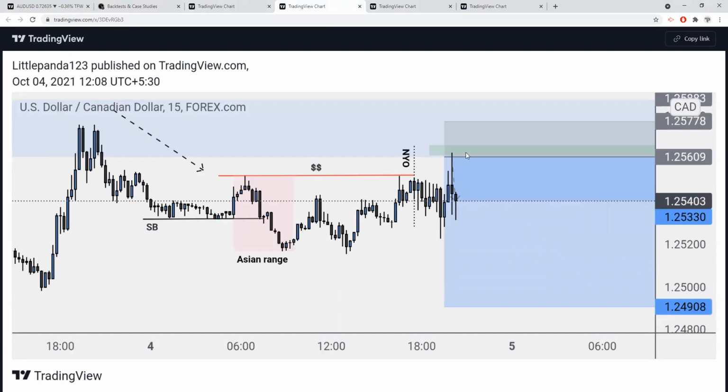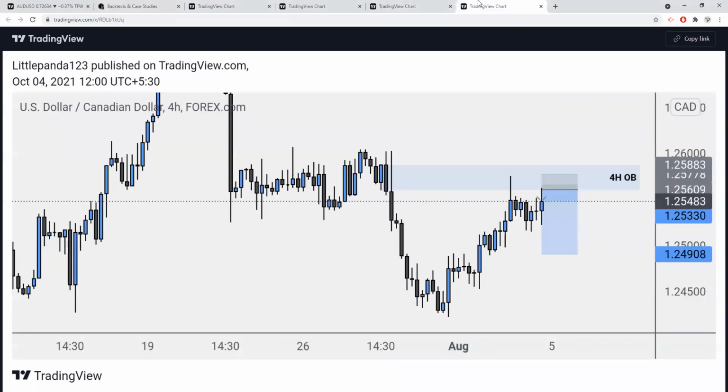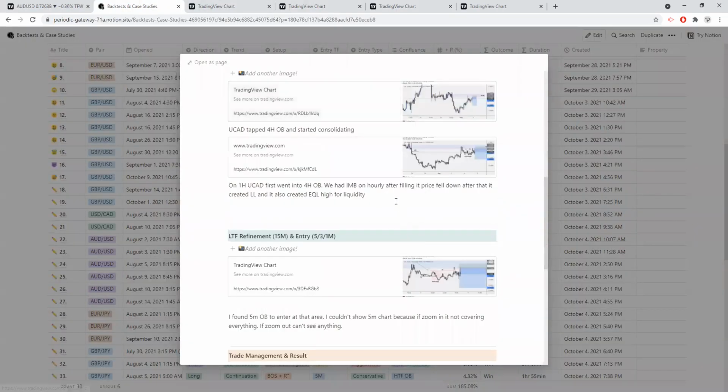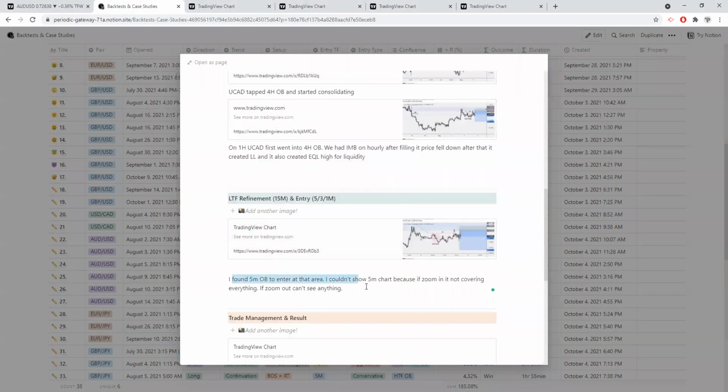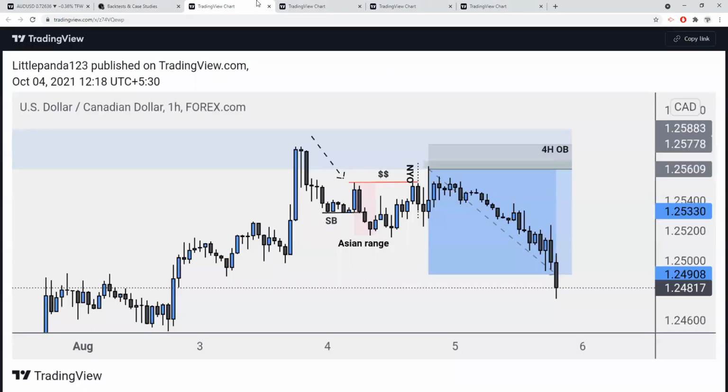What is the green line? Possibly a lower time frame. Yeah, I'm not sure what the green one is. Possibly a 5-minute or even a lower one. But yes, on the 15, let me see if you have notes maybe. 5-minute OB, I couldn't show 5-minute because it's not covering everything. Okay. Yeah, very good that you actually explained.